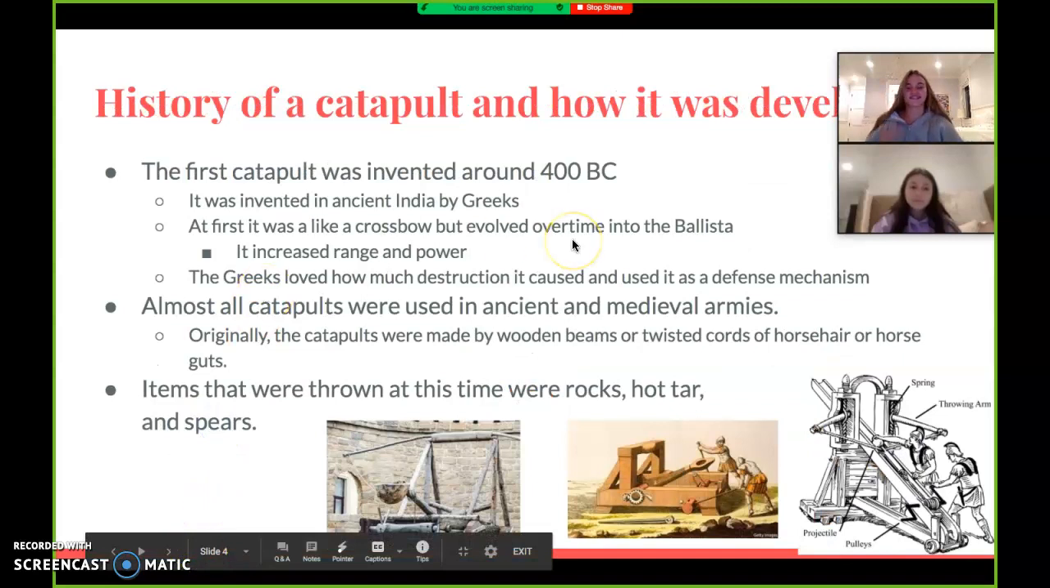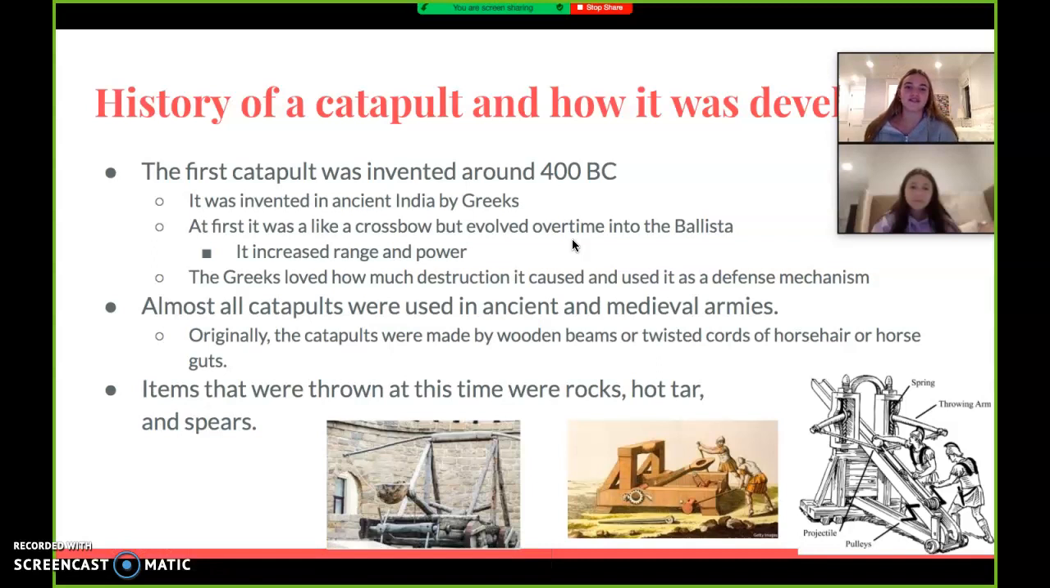First is the history and how the catapult developed. The first catapult was invented around 400 BC, and it was invented by the Greeks in ancient India. At first, it sort of looked like a crossbow, but after the Greeks decided this was a really good invention, they decided to evolve it. The very first true catapult was called the ballista. The Greeks used this a lot, and other people also used it because they realized that it increased the range and power of the normal military technology that was used back then.